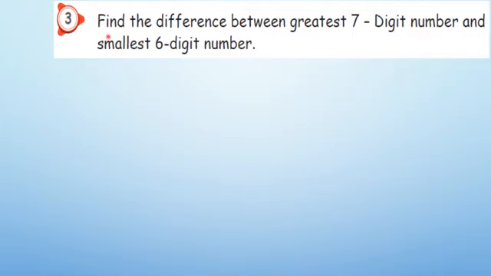Third sum, find the difference between greatest 7-digit number and smallest 6-digit number. So greatest 7-digit number, இது ஏற்கனவே greatest smallestலே பார்த்திருப்போம். I'll explain you. So what is the task is difference. So difference means we have to do minus only. Sum கேட்டாங்கன்னா we should add, but here difference only they are asking. So we have to do subtraction.